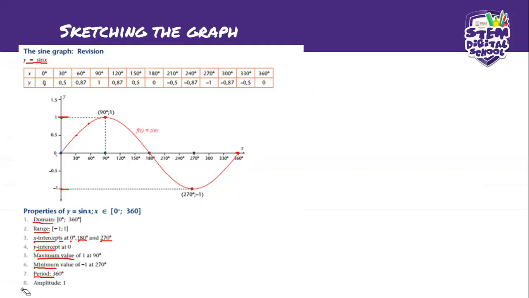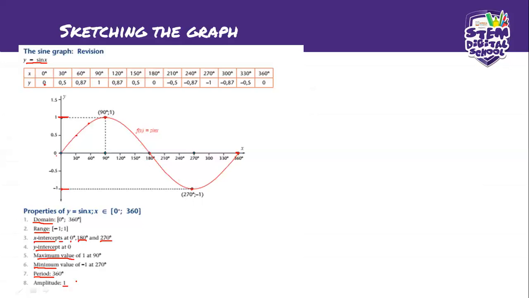All right, that is our period, right? This graph of sine gives us the full wave at 360. And if that is the case, our period will be what? 360.